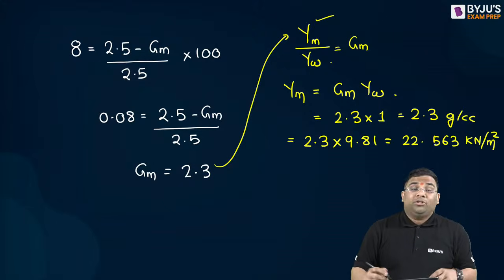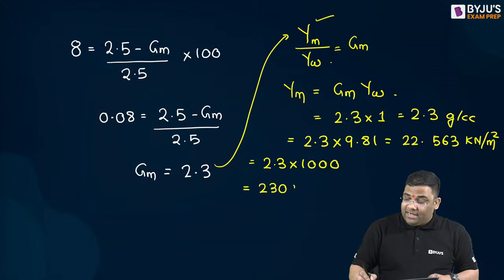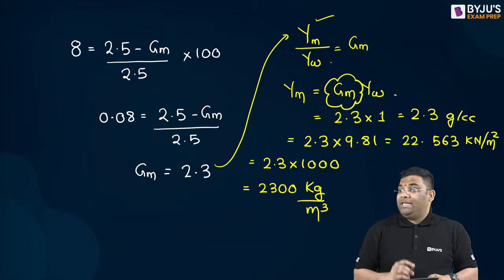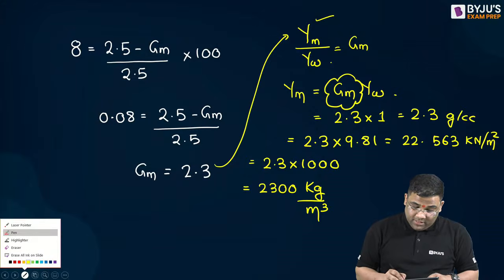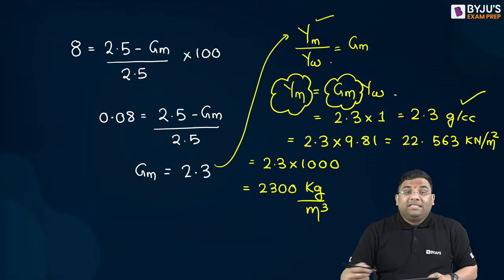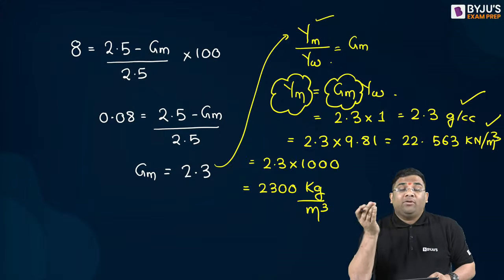If they ask you the question in kilogram per meter cube, gamma W in kilogram per meter cube is 1000, so I get 2300 kilogram per meter cube. So once you get your GM, you can find out the unit weight of the mix in terms of gram per cc, kilonewton per meter cube, and then kg per meter cube. That depends on what units they have asked.